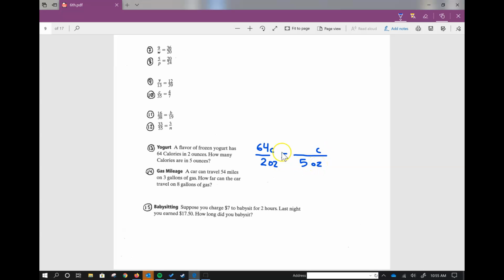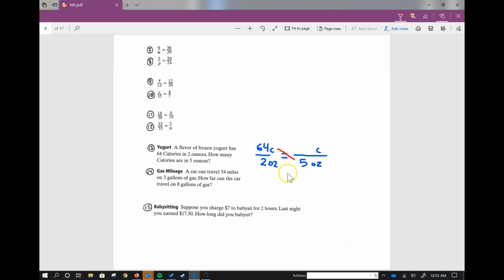You could flip this over. You could put ounces on the top and ounces on the top and calories on the bottom and calories on the bottom. You'd still get the same answer. What matters is that you have the same type of measurement, calories and calories, ounces and ounces, both on top, both on bottom. So let's figure this one out. 64, let me get a different color here.